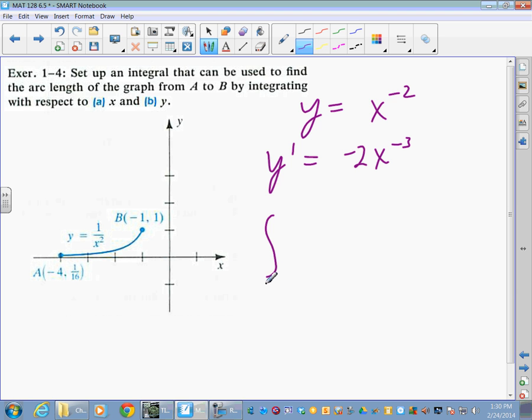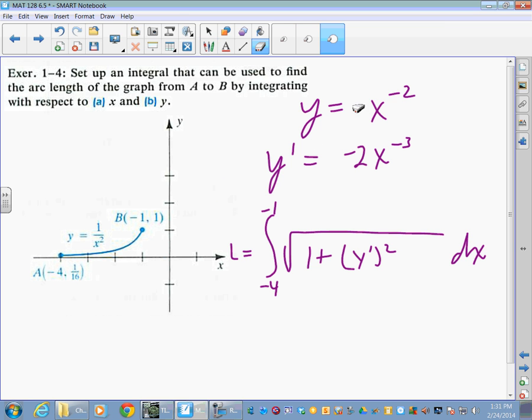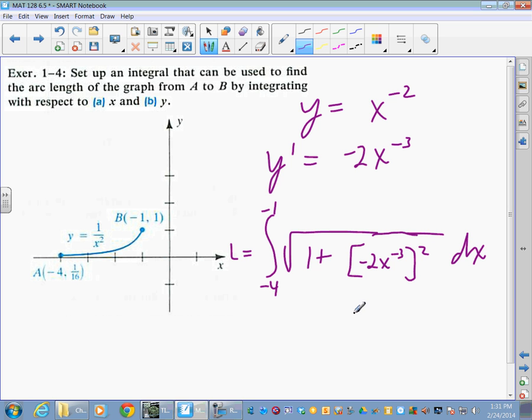So, I'm going to go from negative 4 to negative 1. And it's L equals the integral of the square root of 1 plus y prime squared, dx. Okay. And just for sake of clarity, bracket negative 2x to the negative 3, squared.